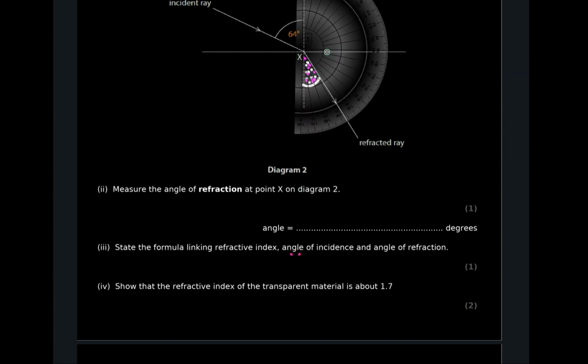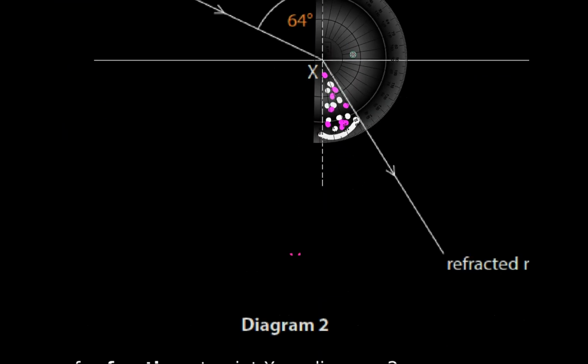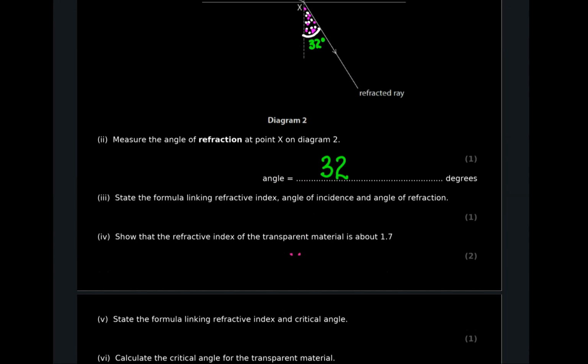Adjusting it properly, putting it there. Then if we measure the angle, let us zoom it a little bit so we see where that mark is. We check that is 32 degrees. Very good. Now, angle of refraction, 32 degrees.